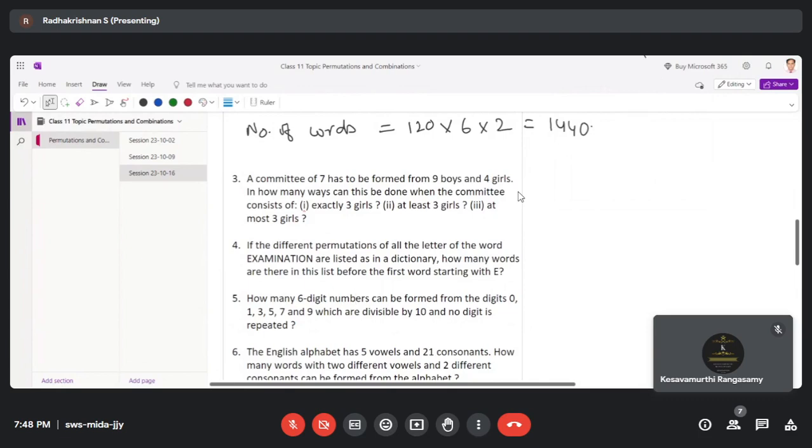The problem number 3 is: a committee of 7 has to be formed from 9 boys and 4 girls. In how many ways can it be done when the committee consists of exactly 3 girls, at least 3 girls, at most 3 girls? Do you think you can do this?